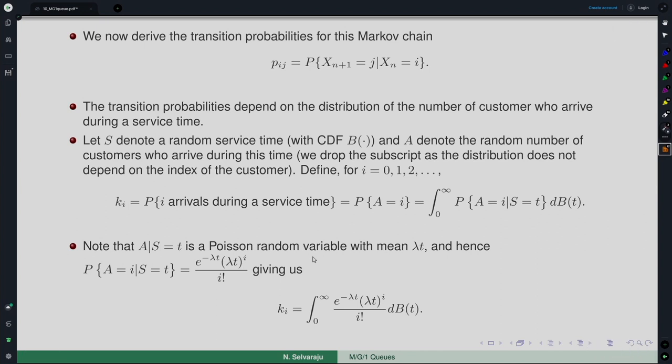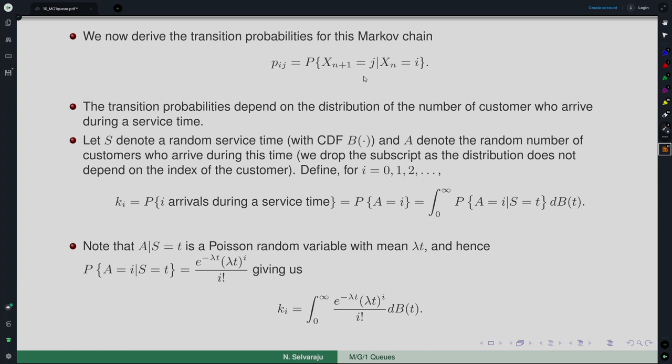Now we derive the transition probabilities for this Markov chain, which is basically P_ij, the probability of X_{n+1} equal to j given X_n equal to i. Given that X_n equals i, the probability that X_{n+1} equals j depends on how many customers arrived during the service time of the (n+1)th customer.